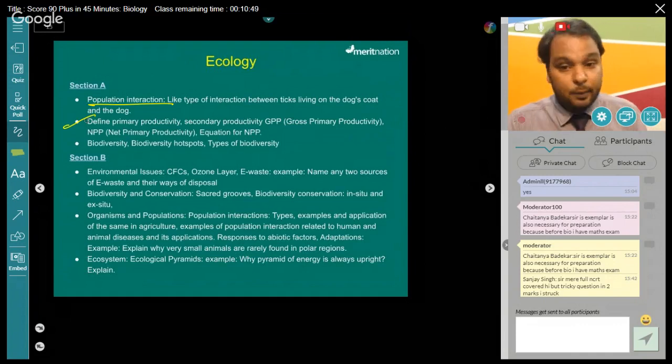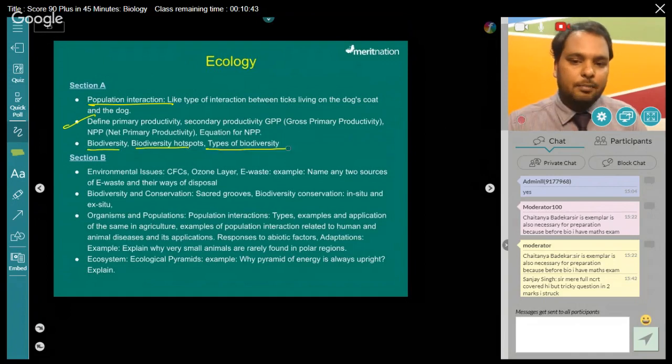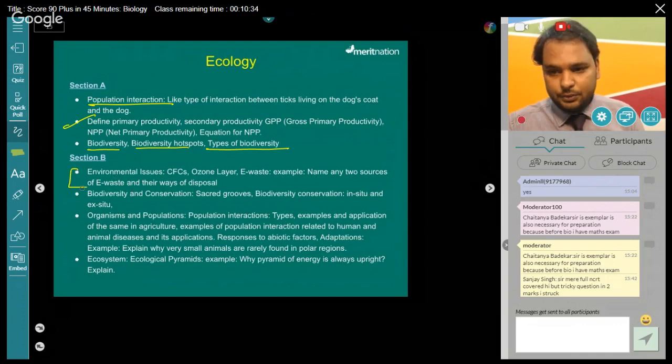You should know the full form and what is the definition of it. Okay, so an equation of NPP that is also there in your NCERT. Biodiversity hotspots and types of biodiversity. That's the thing you have to prepare from biodiversity. Simple. Okay, now environmental issues.